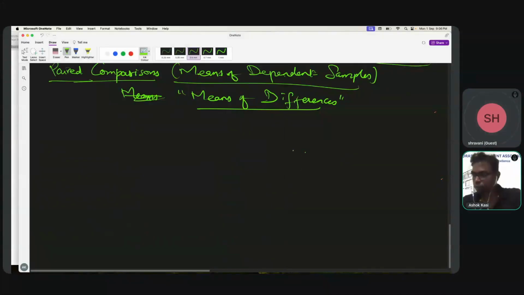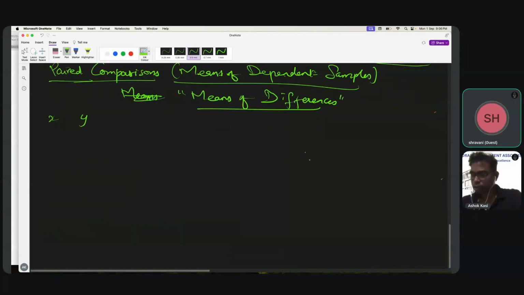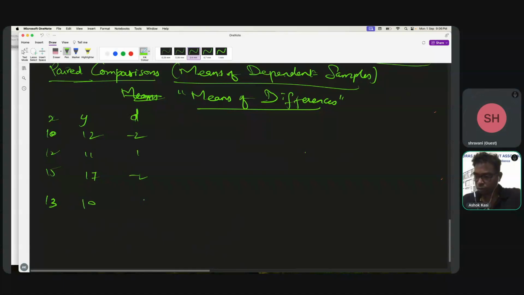Means of differences. Say for example, there is x and there is y. X is 10, 12, 15, then 13. Y is 12, 11, 17, then 10. Now the differences. So the differences will be what? -2, +1, -2, then 3.